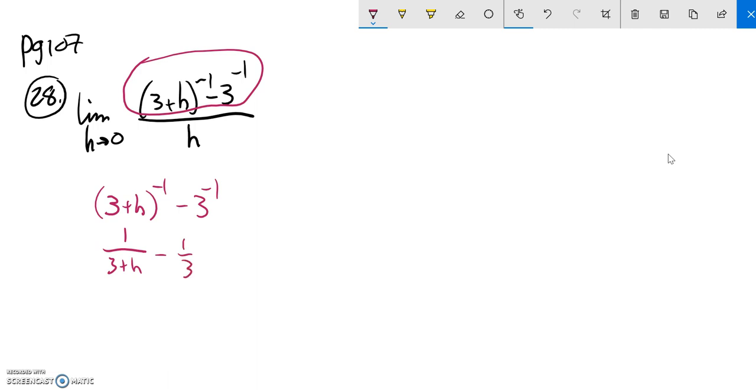Okay, not bad. What I can do next is combine these fractions. I'm subtracting them, but I need a common denominator in order to do this. Notice this one has a 3 plus h in it. This one doesn't. So I'm going to multiply this one by this version of 1 to make those denominators match. And this one needs to get multiplied by this version of 1, by 3 over 3.